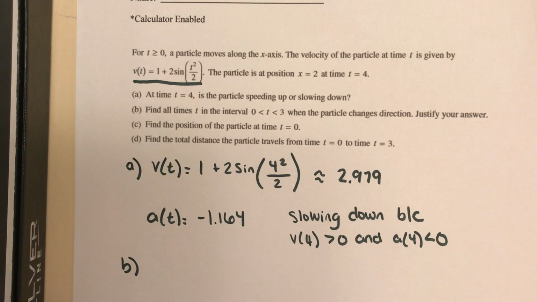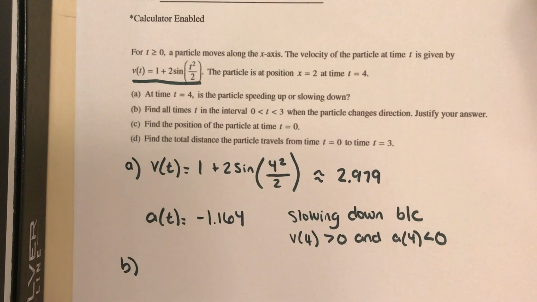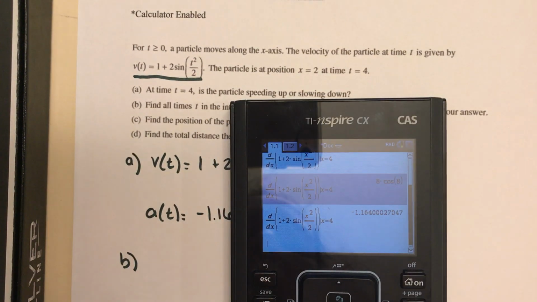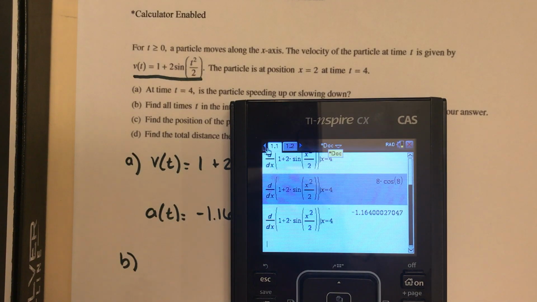So when a particle changes direction, basically we want to look at velocity, right? Whenever your particle changes direction, your velocity is going to be changing from positive to negative or negative to positive. So the easiest way to do this would be to look at the graph. So I'm going to go to a graph. I already have a blank one set up.